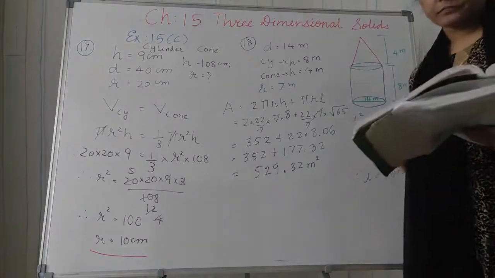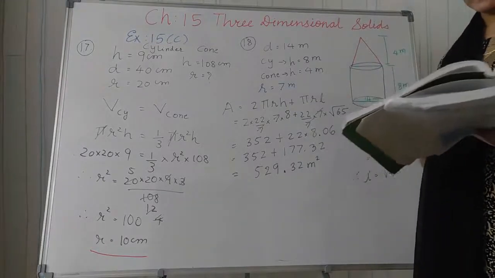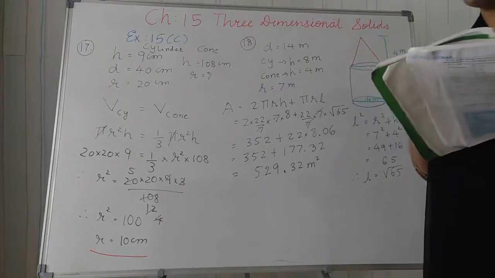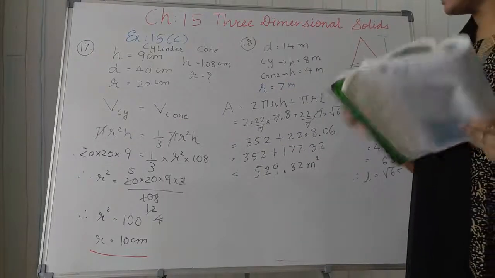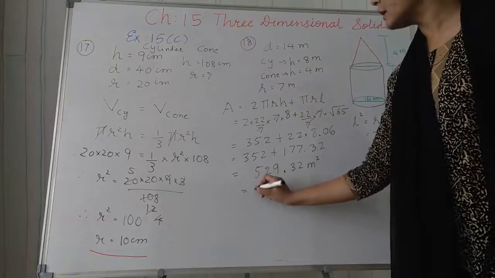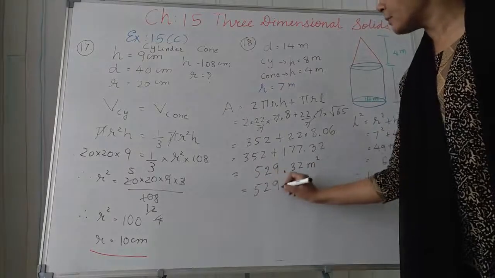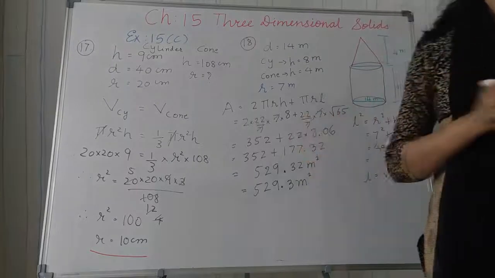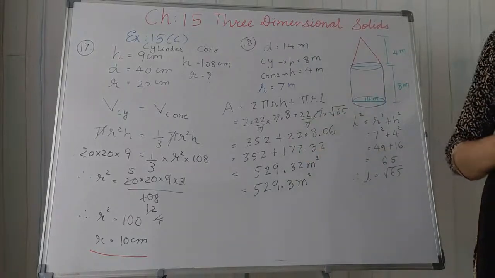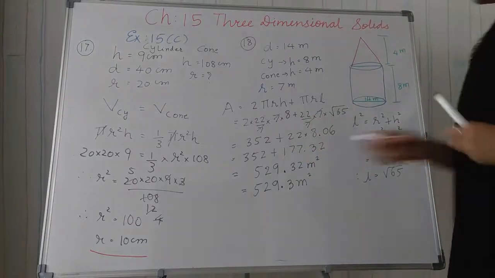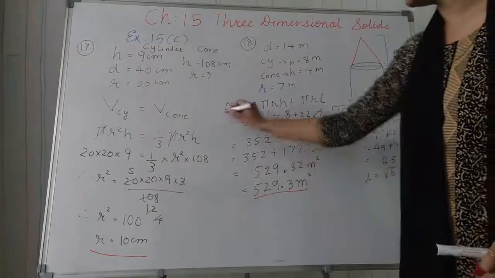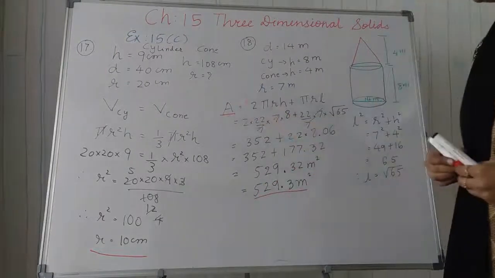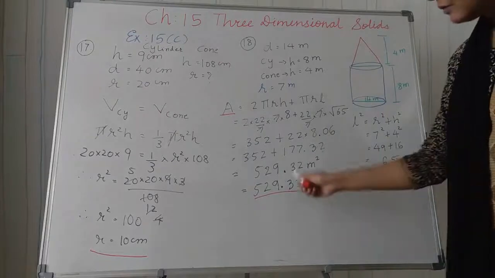So here, question number 18, answer correct to one place of the decimal. So we write here 529.3 meter square. So this is our final answer of question number 18. This is the area of canvas in meter square with one decimal place.